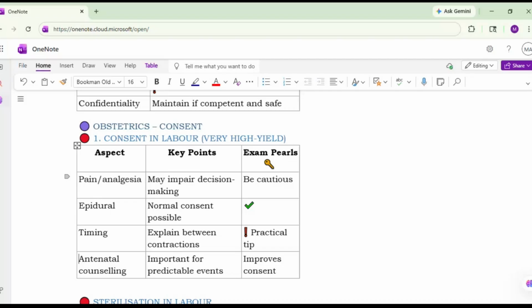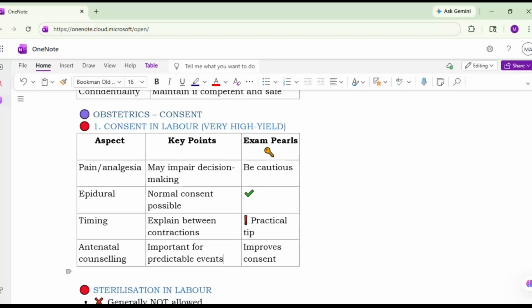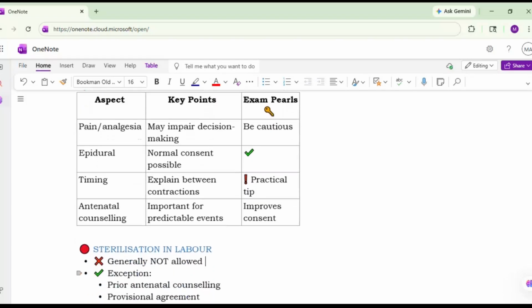And antenatal counseling is important for predictable events. For example, if there is a prolonged labor or maternal exhaustion, we may require instrumental delivery, it may be vacuum or forceps, that has to be discussed in the antenatal counseling, so it improves the consent. Even a short discussion about that is going to be sufficient, provided the patient has understood and it was communicated in advance.